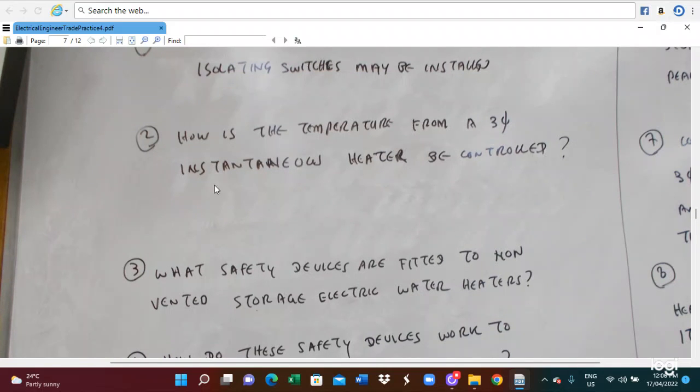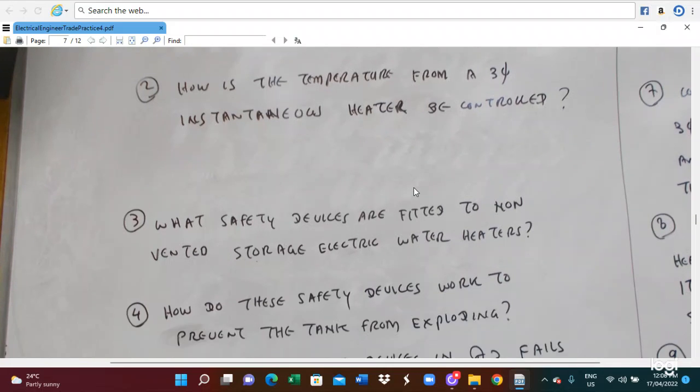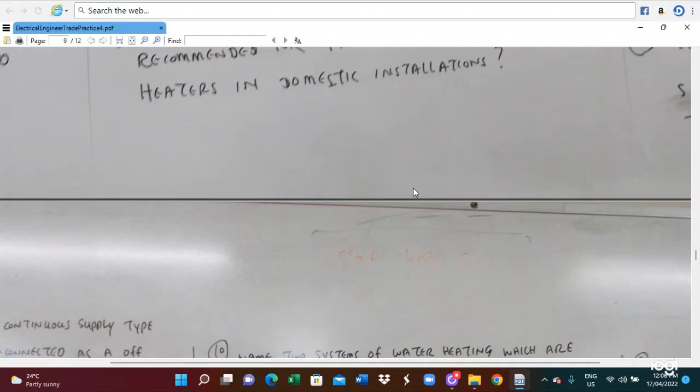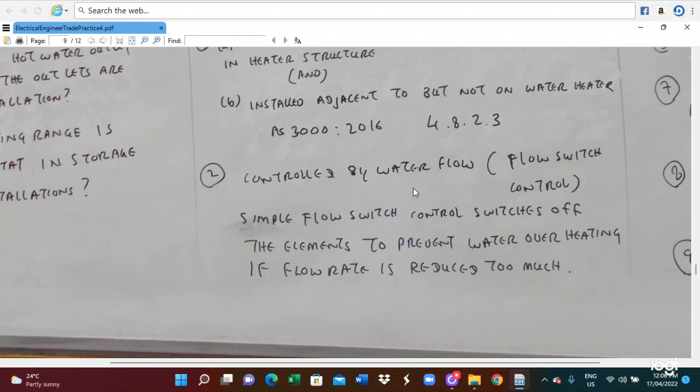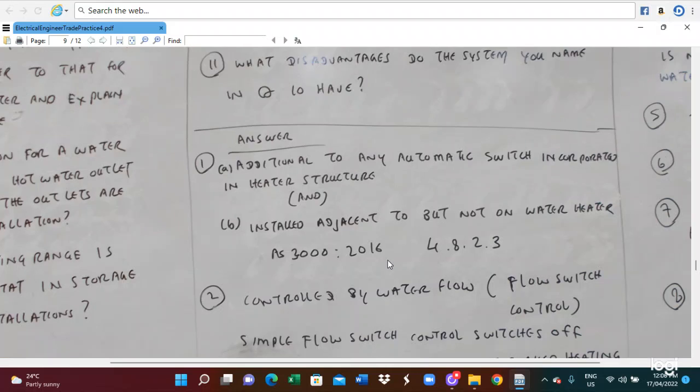How is the temperature of a three-phase instantaneous water heater controlled? So this is controlled by the water flow. This is the flow switch control. A simple flow switch control switches off the element to prevent the water overheating if the flow rate is reduced too much.